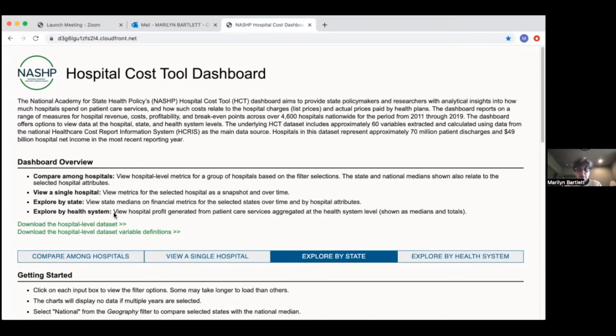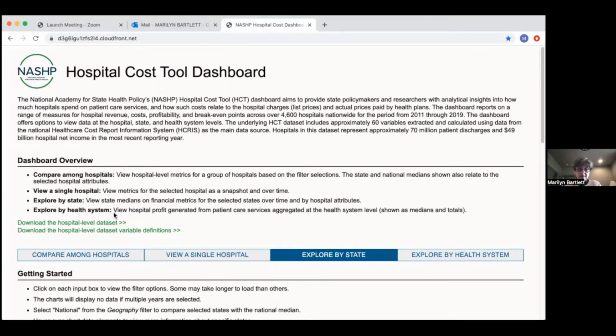But an added feature is that you can actually download the full data set that is backing up this dashboard. So by clicking here, you can pull up the Excel file that includes all the data elements that are behind this dashboard for 2011 through 2019 for the 4,600 hospitals. So you could do your own analysis and your own research.